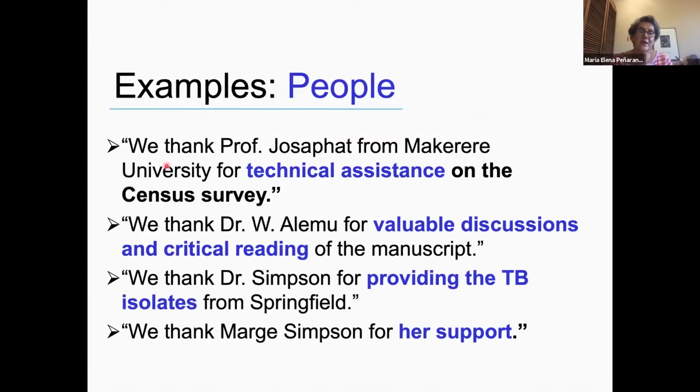So examples: we thank Professor Josephine from Makerere University for technical assistance on the census survey. So somebody helped us with the people, the survey, to help us get the data set we needed or help us do surveying, but it's just people that are peripheral to the main work. We thank Dr. Alemu for valuable discussions and critical reading of the manuscript. So this was the head of a team in Kampala, in Uganda, and we did a workshop, and he was part of the team.